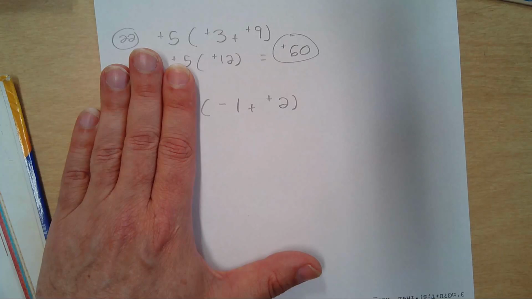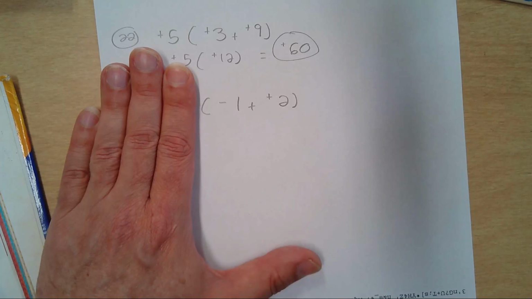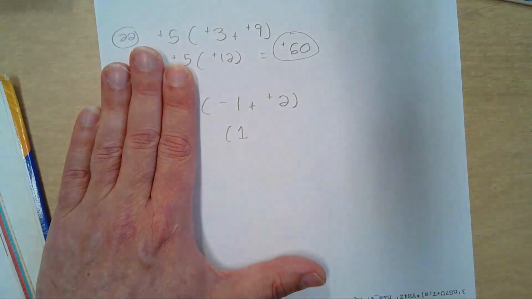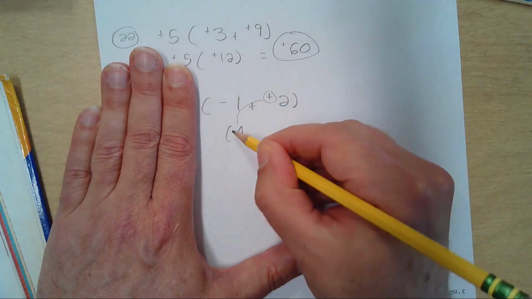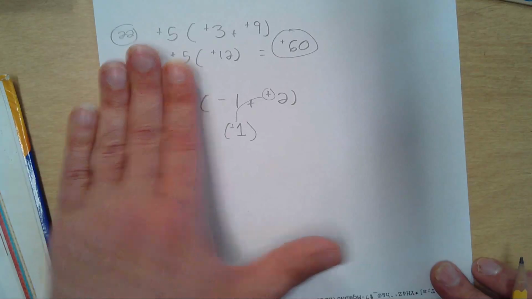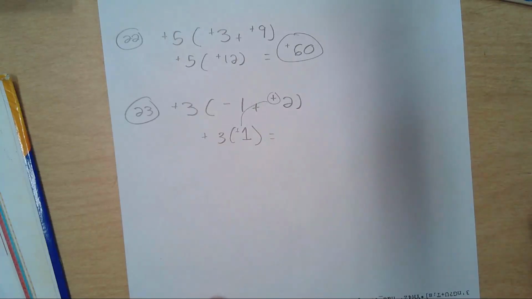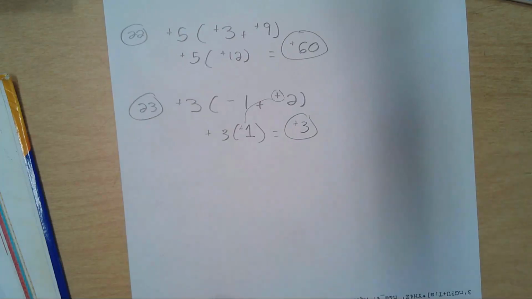So first thing I'd want to do is solve my addition problem. Negative 1 plus positive 2. I see the signs are different. So I would subtract the bigger minus the smaller value. 2 minus 1 is 1. And then carry the symbol from the one that had the greater value. Looks like I end up with a positive 1. And then I'm going to multiply that times positive 3. Positive 3 times positive 1 equals positive 3. Yay. I almost thought I got the wrong answer.